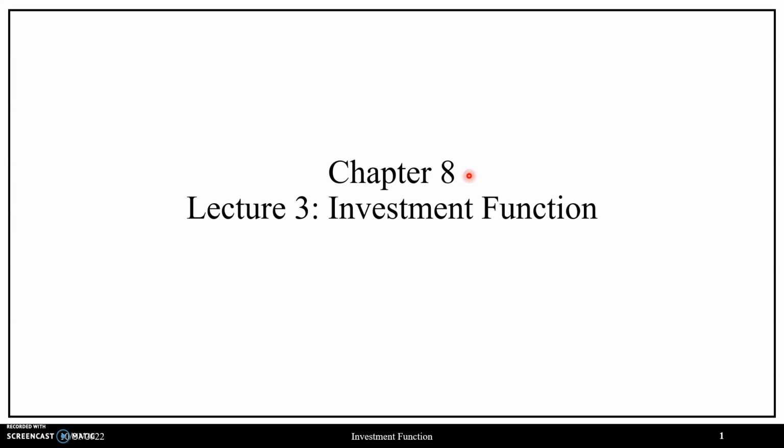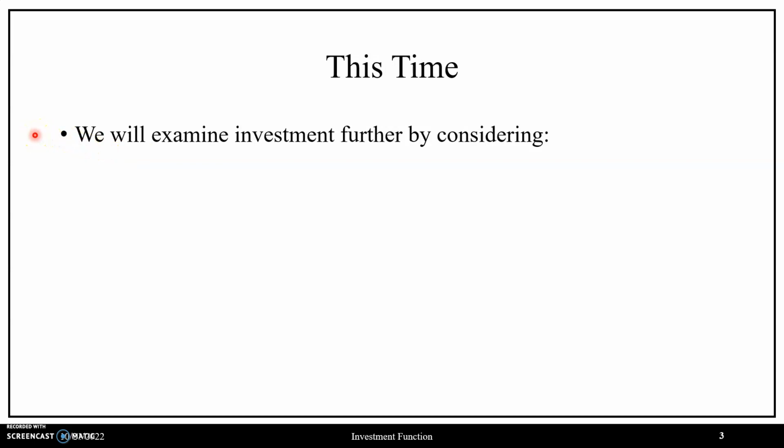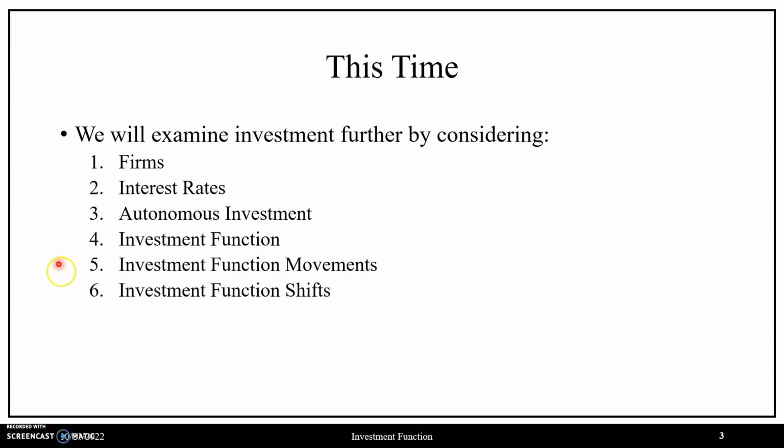In this video, we conclude our discussion on Chapter 8, where last time we went over the consumption function. This time we will examine investment a bit more carefully by recalling firms, to then go over interest rates as well as autonomous investment, to then put the two together to construct the investment function, which will allow us to consider movements as well as shifts in the investment function and what that means in terms of changes in aggregate demand, from which we will conclude with a summary.